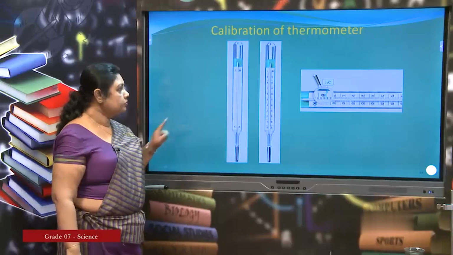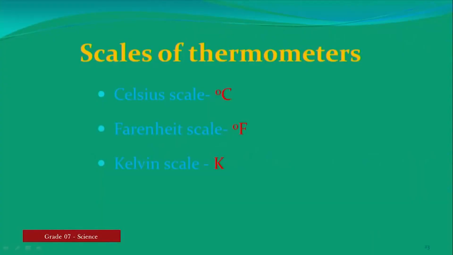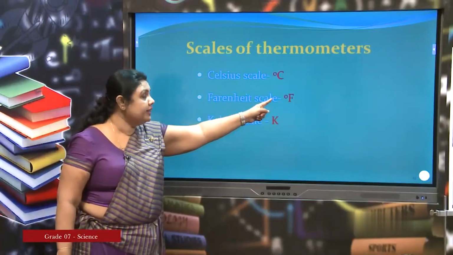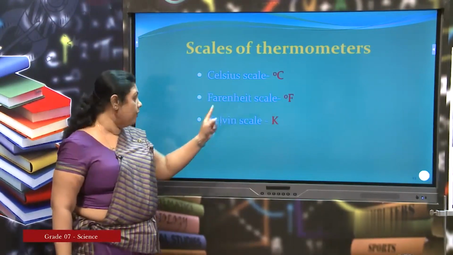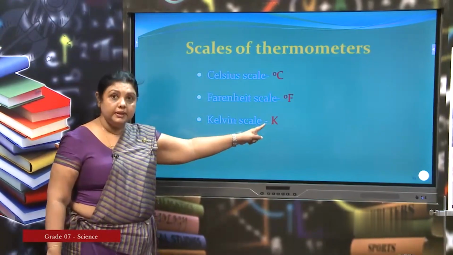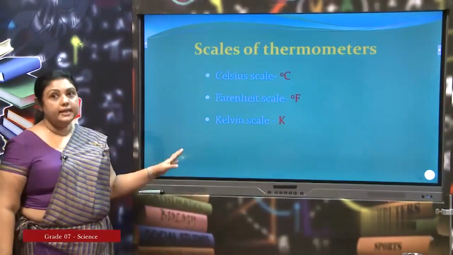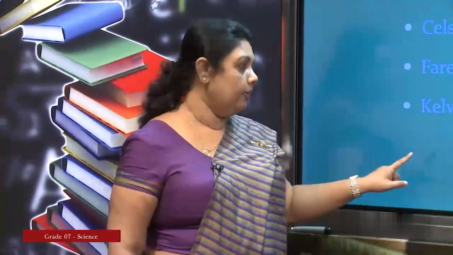When the liquid has stopped somewhere, that is the place where you are going to take the temperature. There are 3 scales: Celsius scale, Fahrenheit scale and Kelvin scale. You can see Celsius is written as degrees capital C, so you call it degrees Celsius. Fahrenheit scale is written as degrees Fahrenheit, with the degree sign and capital F, and the Kelvin scale is capital K. There is no degree sign there. So, if you are asked to write the SI unit, always write only capital K.